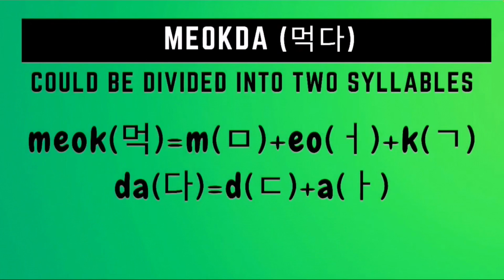How do we write MEOKDA in Hangul? This is composed of two syllables. For the first syllable mok, we need to draw a meum character followed by an all character followed by a gyok character. For the second syllable da, we need to draw a dikot character followed by an a character. And then we just need to combine these two syllables.